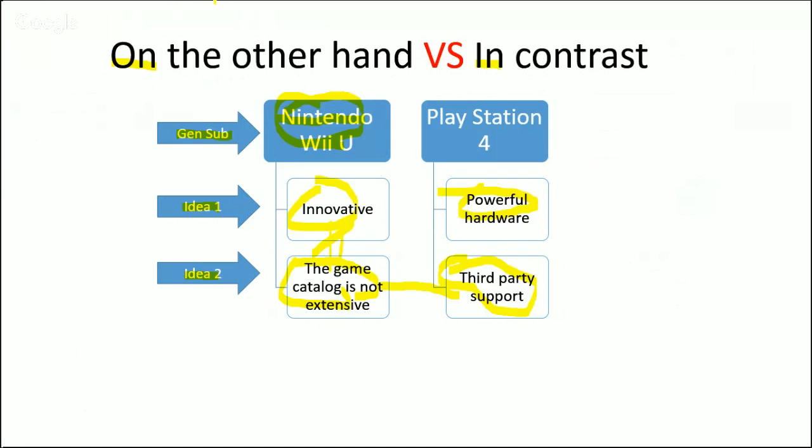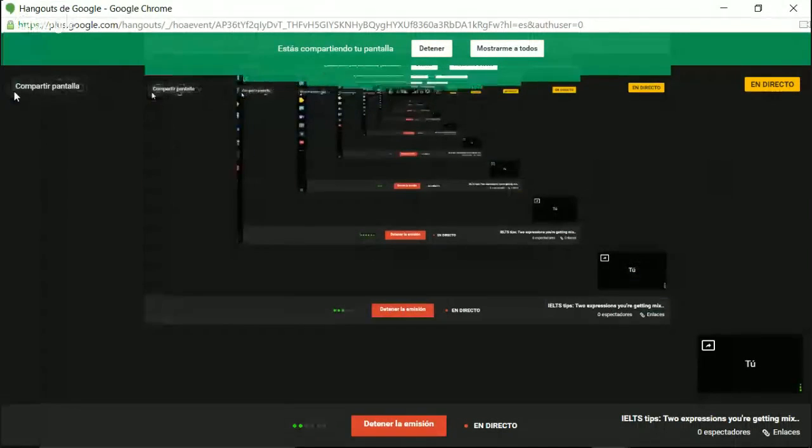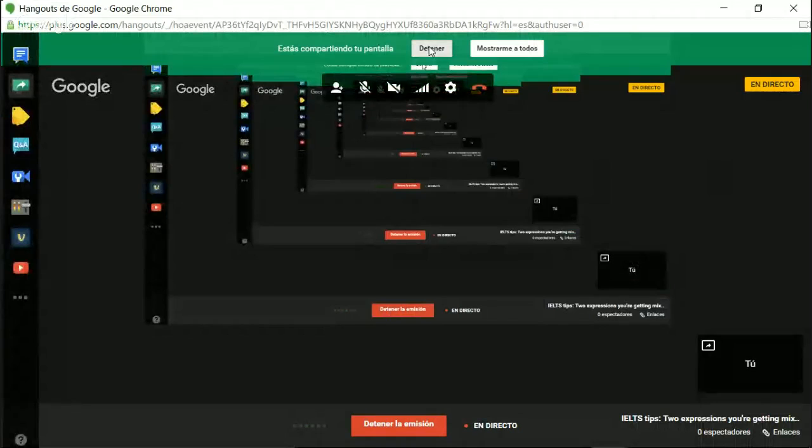So you have to be extra careful with these guys if you really want to ace the speaking part and the writing section of IELTS. Using on the other hand and in contrast is basic. However, we have to be careful with this difference. I'm gonna stop sharing the screen now. And basically, guys, that's the tip. So I hope it is useful for you, and I hope you guys do super great in your IELTS exam.